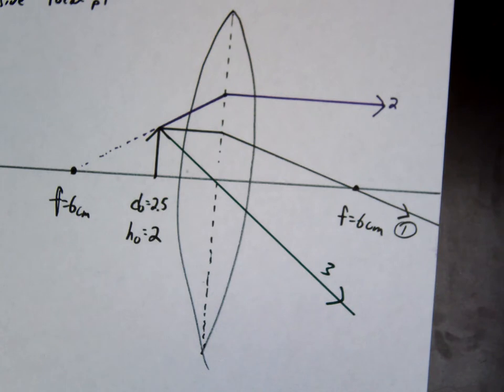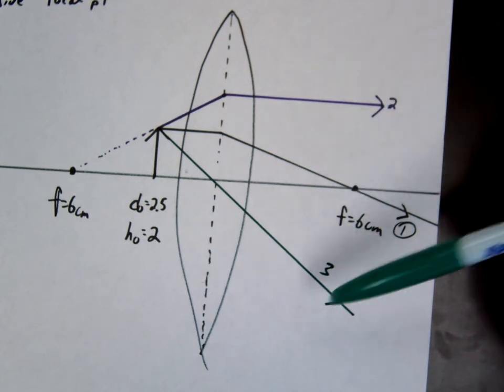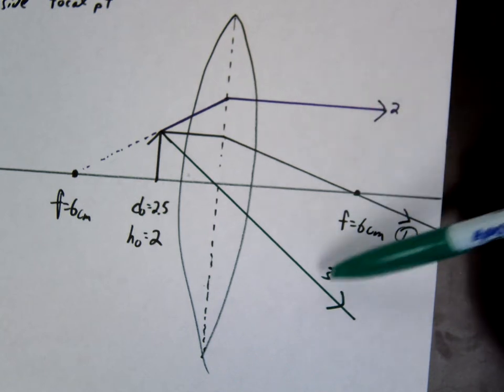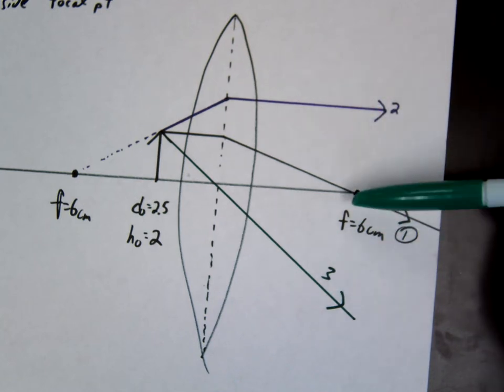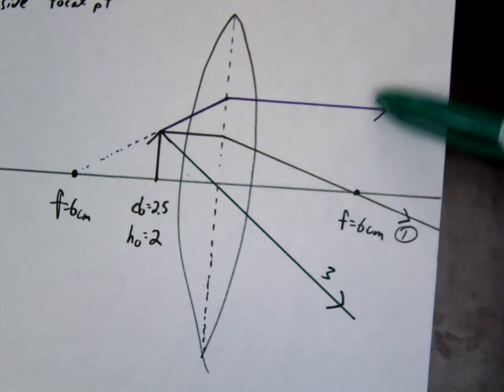Alright, so what are we looking for? An intersection. Well, what do you notice? What's going on with beam 1, 2, 3? They are diverging. Yeah, so they're not converging. They're spreading out. So actually, this will not form an image due to these 3 beams right here.